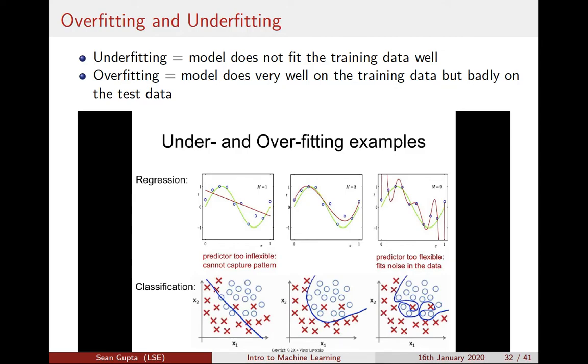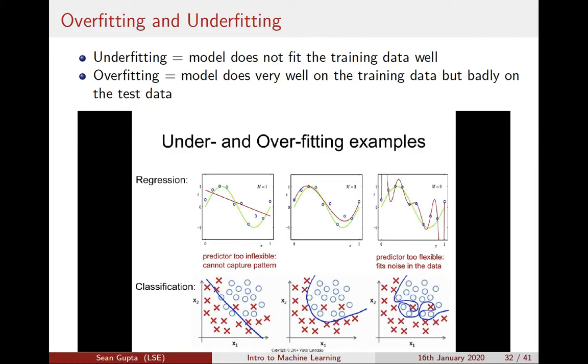This happens when the model that you're fitting is too simple and it can't capture really any pattern in the training data. On the flip side, you have overfitting, which means that the model does very well in the training data, but it doesn't generalize to the test data, meaning it has essentially just remembered the training data and it hasn't really found any pattern in it.